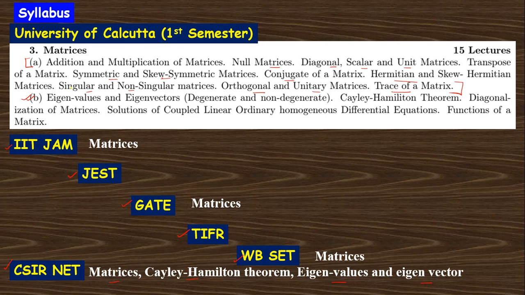Suppose the first one is addition. I want to cover the syllabus of the University of Calcutta, so I follow the syllabus of the University of Calcutta Physics Honours first semester. Okay, addition of matrices. Matrix is the singular form, matrices is the plural form.